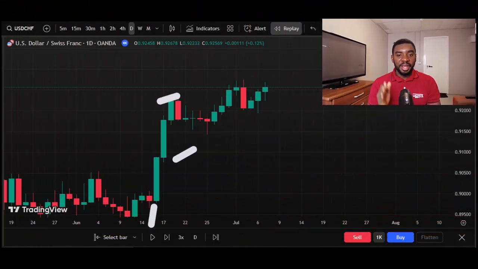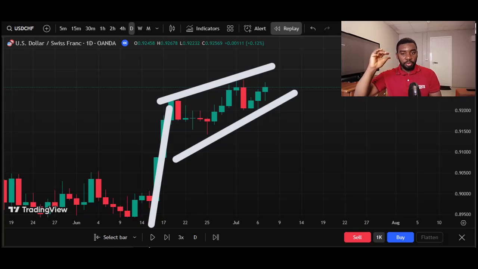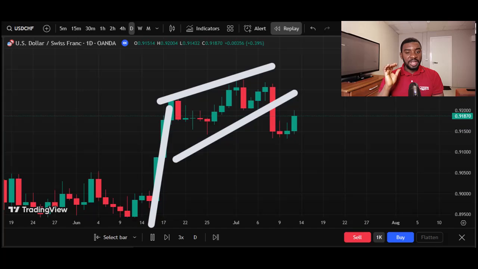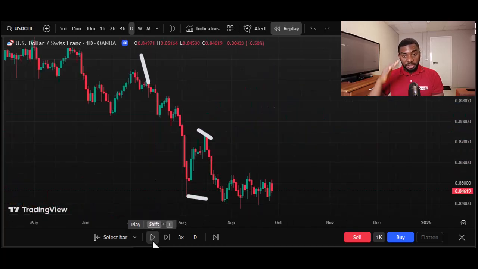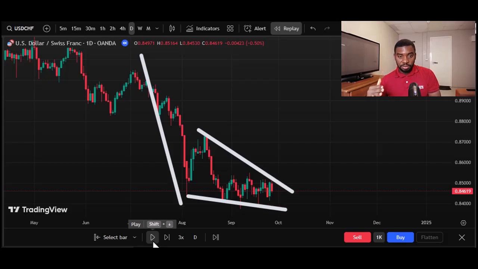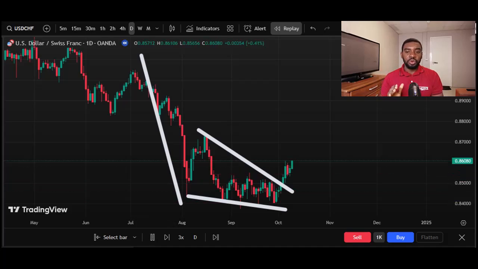Next is rising and falling wedges. A rising wedge slants up and contracts. It's bearish, often appearing at tops. A falling wedge slants down and contracts. It's bullish, often marking a final low. Both reflect tiring momentum in a prevailing trend.